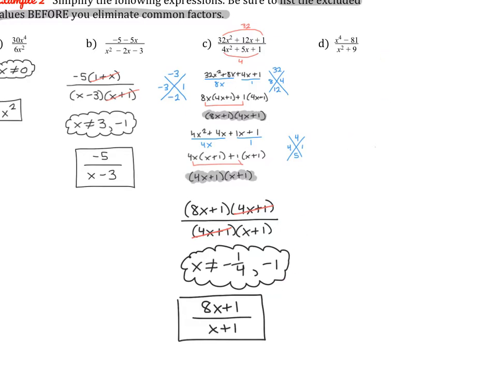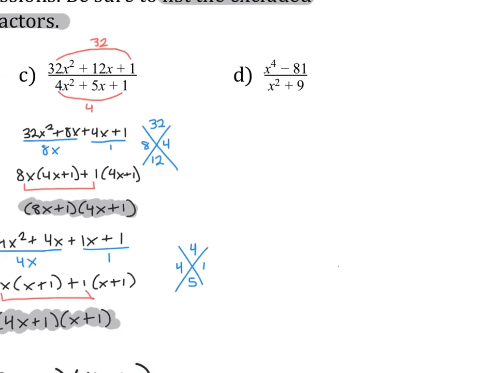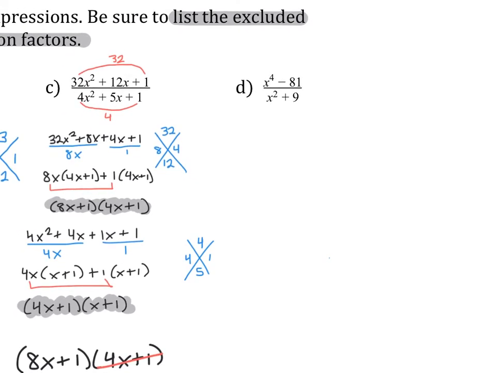Okay, let's look at this last example D together. So again, we are going to factor first. So this is difference of two squares. So in our numerator, our A value would be x squared, and our B value would be 9. So we can factor it into x squared plus 9 times x squared minus 9.